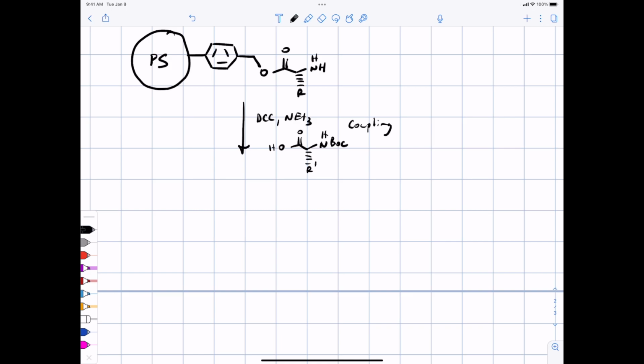But this time, because I can physically isolate my resin, I can use excess of my coupling reagents, maybe 3 to 5 equivalents. That means for every 1 mole of amino acid I have on my resin, I have 5 moles of my next amino acid that's activated. And this promotes high yield.